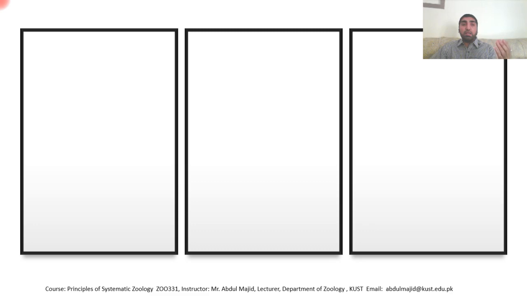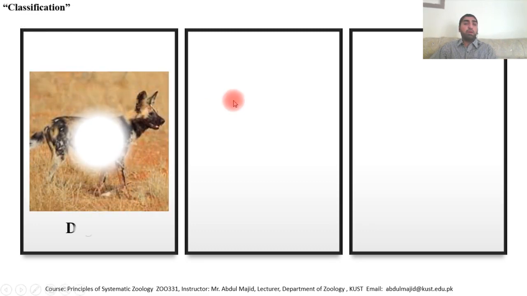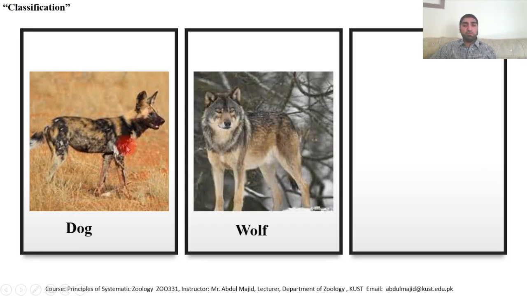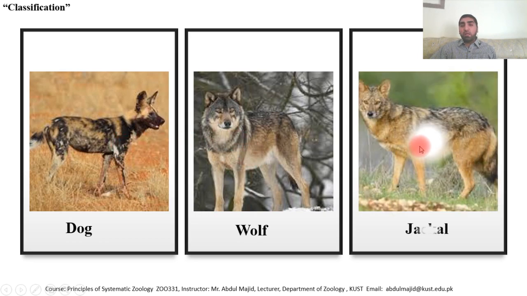Now let's take a real example from real life. For example, we have this dog. It's a wild dog, and this is wolf. It's not a domestic dog. You can place here a domestic dog, but it's a wild dog. And this is the wolf, and this is the jackal. So now look at them. They are very different from each other.